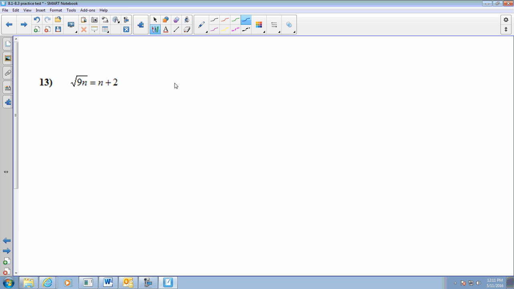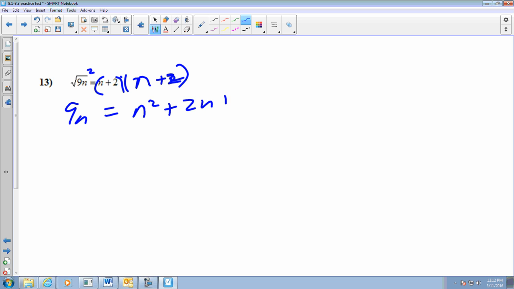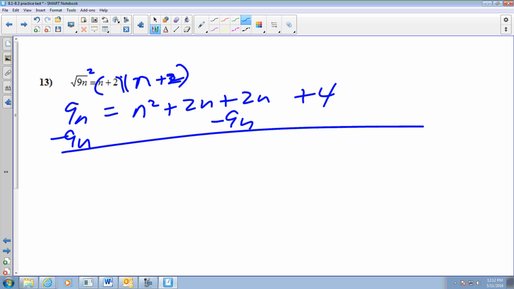Number 13, same thing here, except for when I square this side, I get a binomial squared. When you do a binomial squared, it's the same as multiplying it by itself. So I'm going to take it times itself. And this side, square and square root go away. And on this side, I'm foiling. I get n squared plus 2n. Inside, inside, last, last. And I want one side to say 0, so I'm going to subtract the 9n. And I get 0 equals n squared minus 5n plus 4.